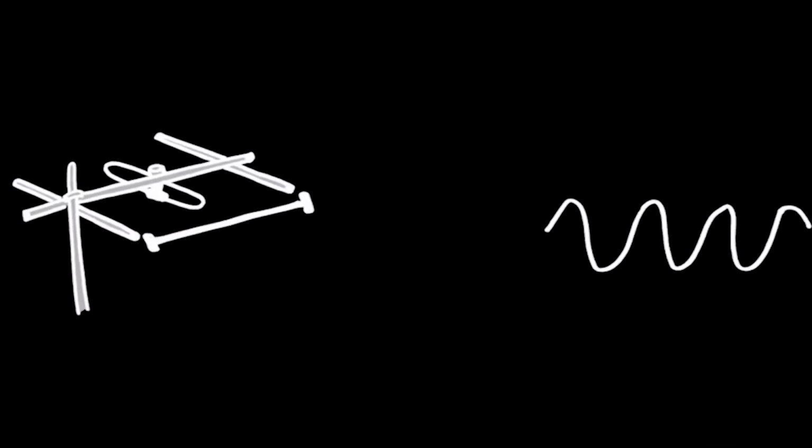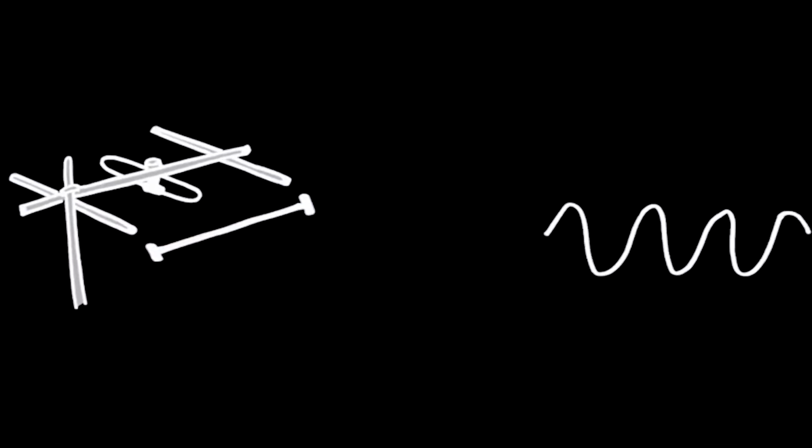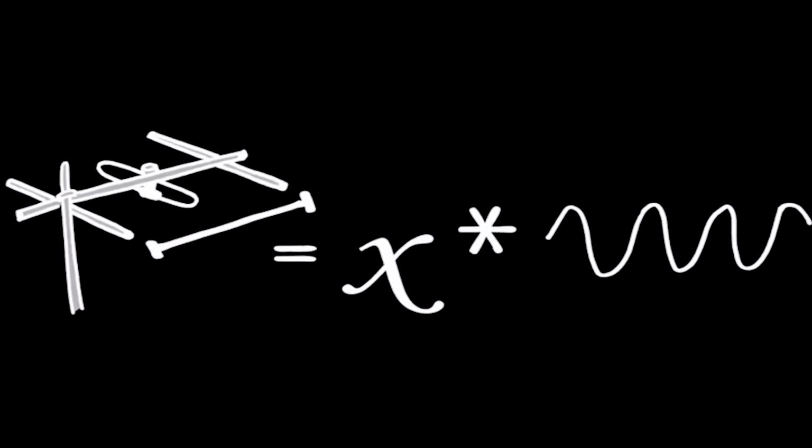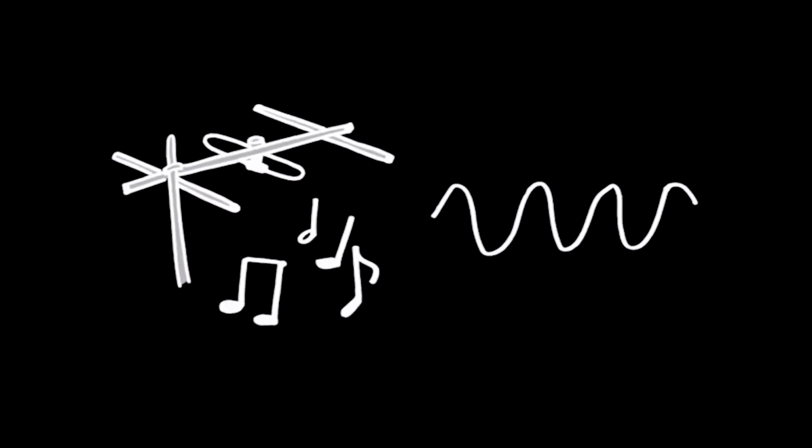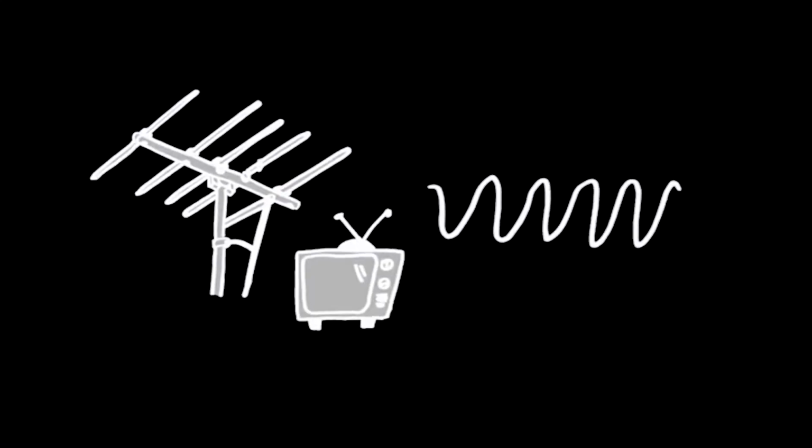So here's how antennas work. The average antenna is made to receive just one kind of signal. They work more efficiently if the length of the antenna is a multiple of the signal's wavelength. With that said, FM antennas can only receive FM radio signals. TV antennas only receive TV channels, and so on and so forth.